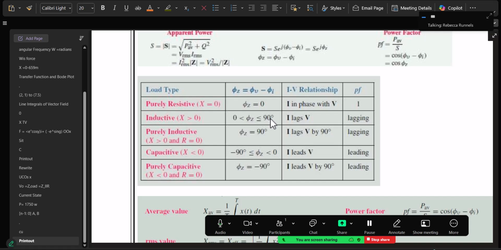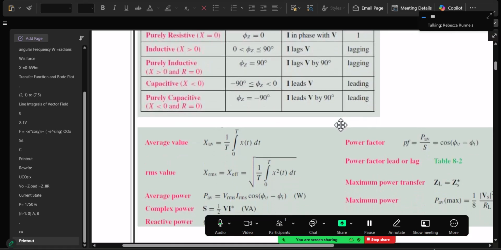If you have purely inductive, then you're going to have a positive phase, and the current lags the voltage. If you have purely capacitive, the phase is negative 90 and the current leads the voltage. And so you have this chart here to come back and look at.